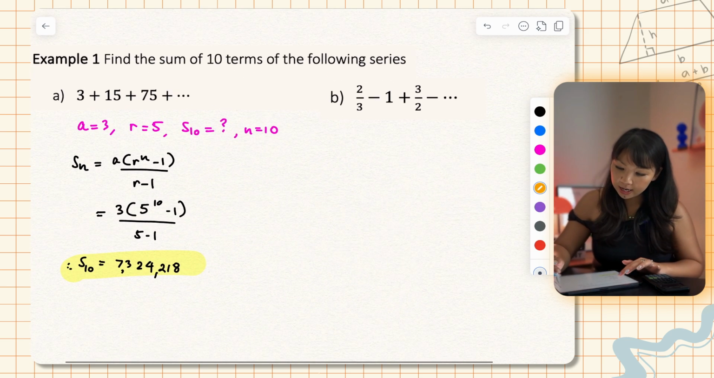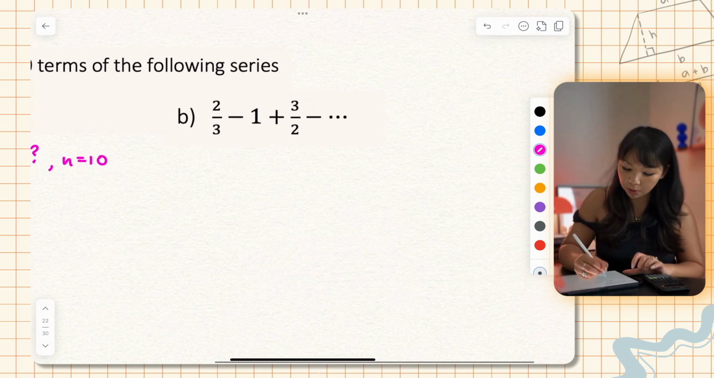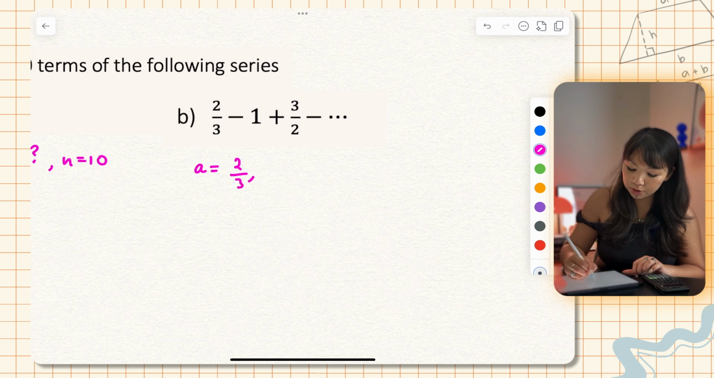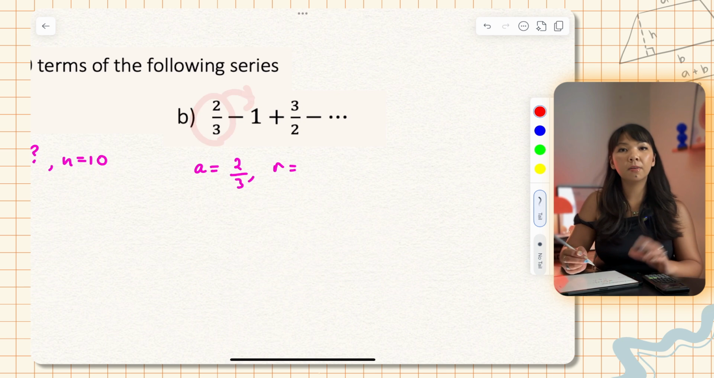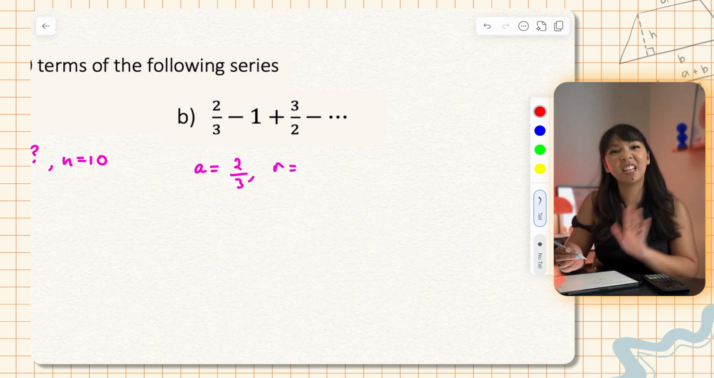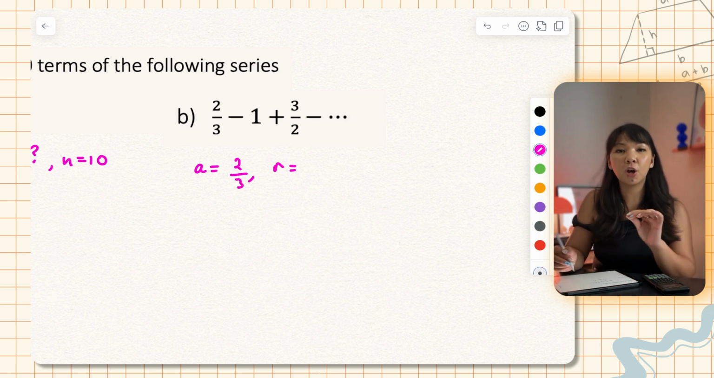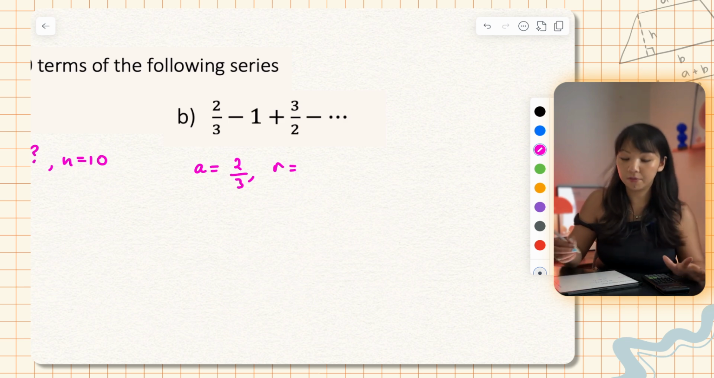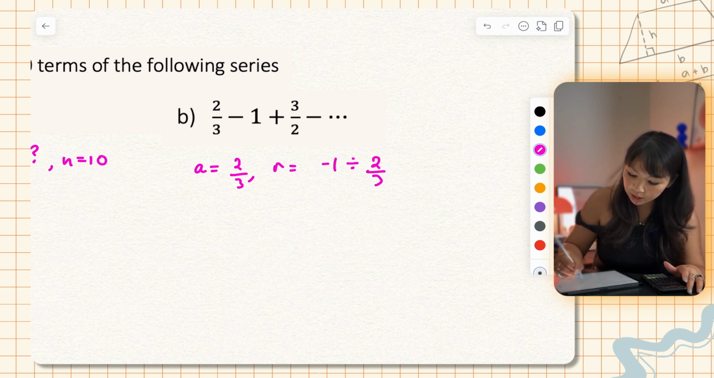Okay, great. Next, we want to find the sum of the first 10 terms of this sequence. So a is 2/3. Now, what's the common ratio? If I go from here to here, how did we do that? Now, if you're comfortable with fractions, you might be able to recognize that we times it by -3 on 2. But if you're not, what you can do as like a foolproof method is to find the common ratio. You take the second term, you divide it by the first term. So T2 divided by T1. So that is going to give you -1 divided by 2 on 3, which just gives you -3 on 2.